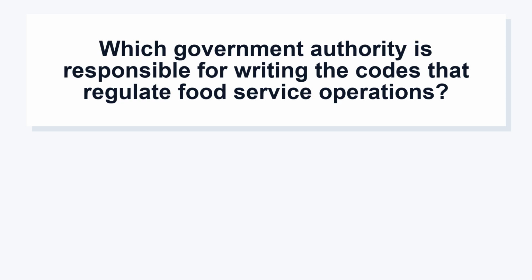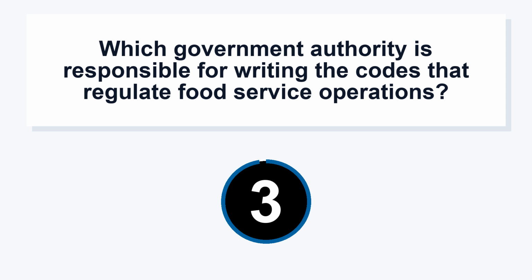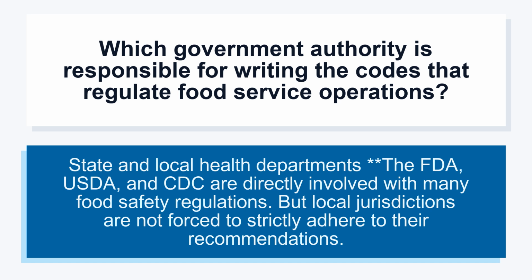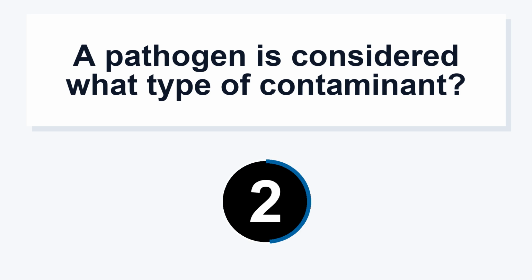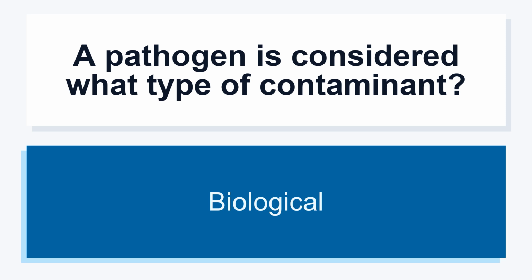Which government authority is responsible for writing the codes that regulate food service operations? State and local health departments. The FDA, USDA, and CDC are directly involved with many food safety regulations, but local jurisdictions are not forced to strictly adhere to their recommendations. A pathogen is considered what type of contaminant? Biological.